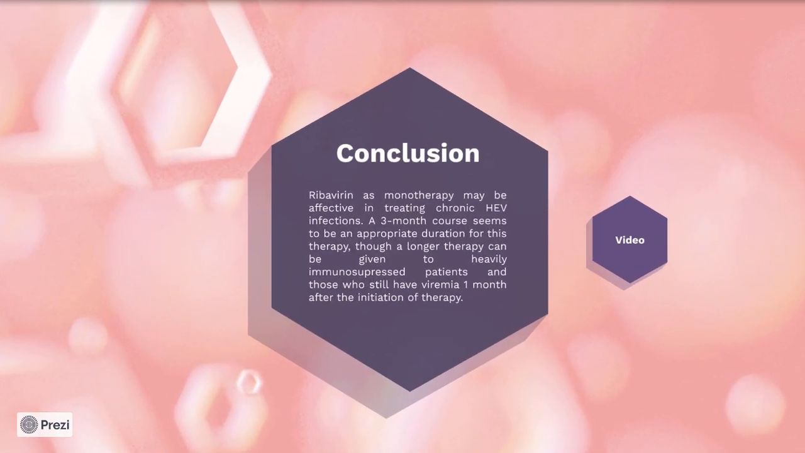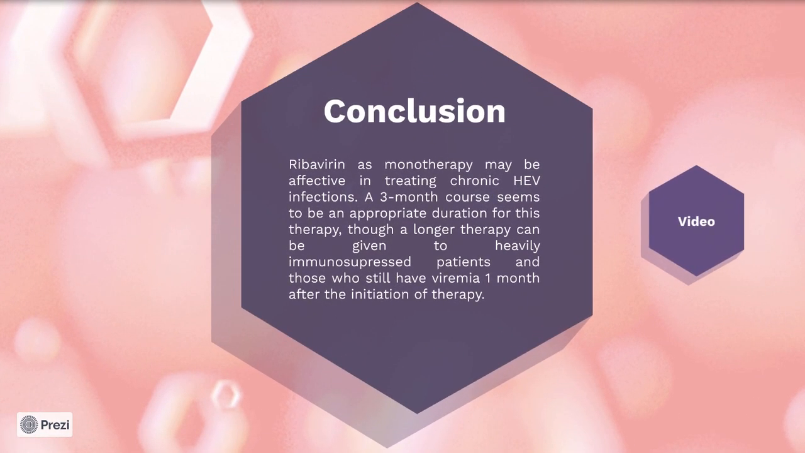Conclusion: Ribavirin as monotherapy may be effective in treating chronic HEV infections. A 3 months course seems to be an appropriate duration for this therapy, though a longer therapy can be given to the heavily immunosuppressed patients and those who still have viremia 1 month after the initiation of therapy.